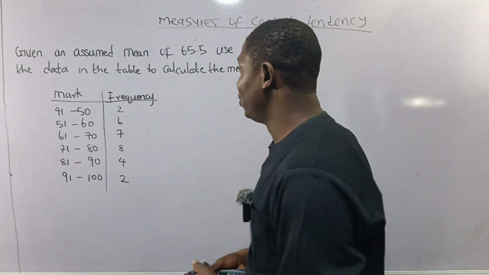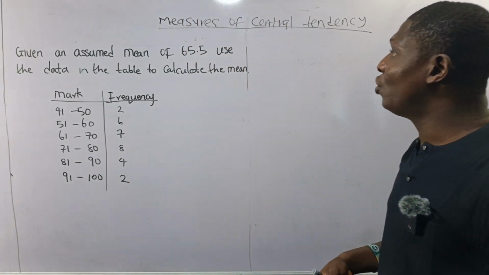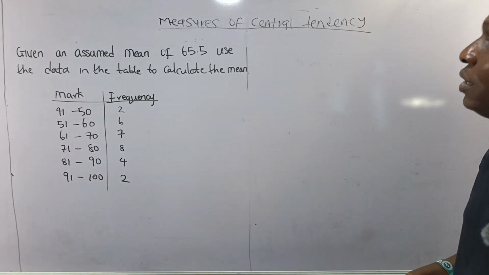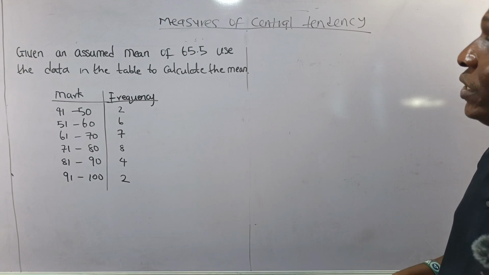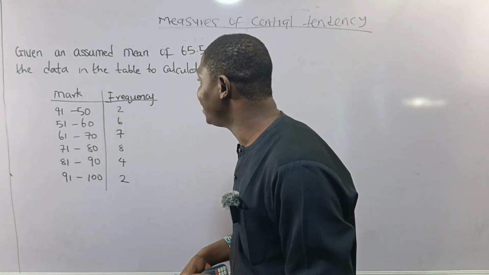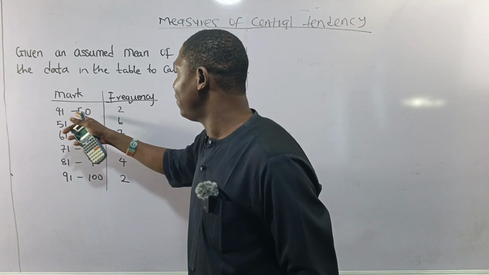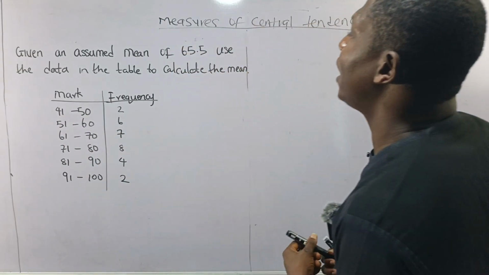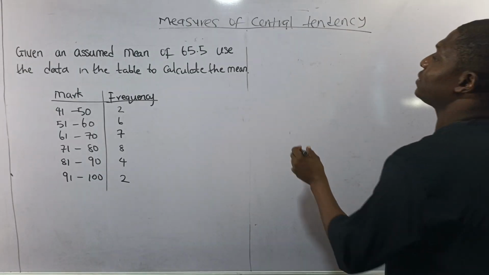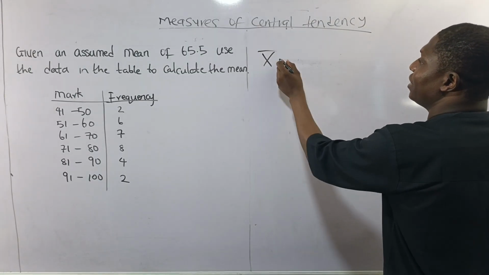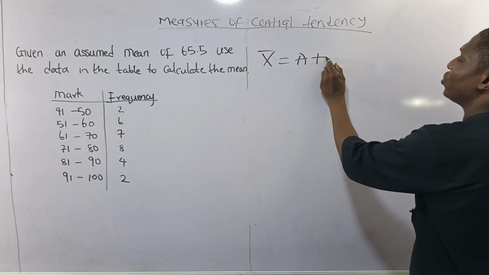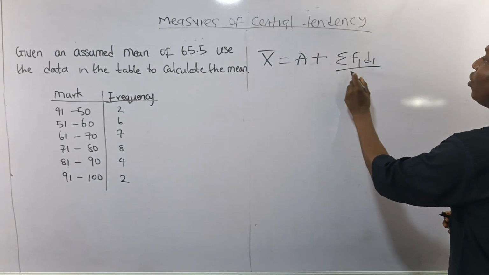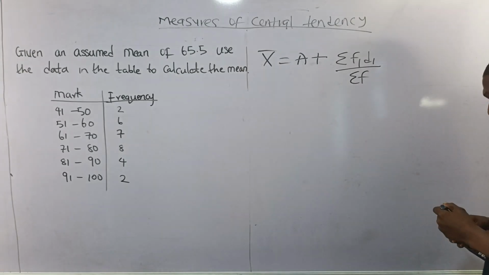We have a question on the board. It says, given an assumed mean of 65.5, use the data in the table to calculate the mean. Now, the first question we did has to do with ungrouped data. Having a class interval simply means it is what? A grouped data. So, our mean for grouped data, x bar, is equal to A plus summation F1 D1 all over summation F.